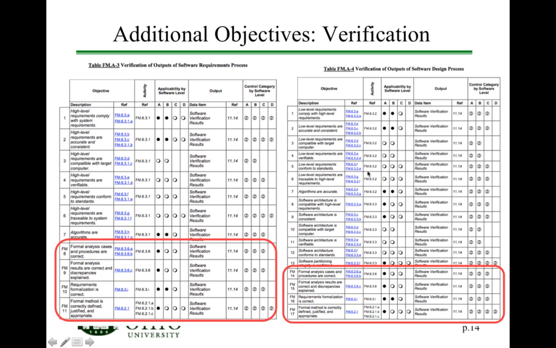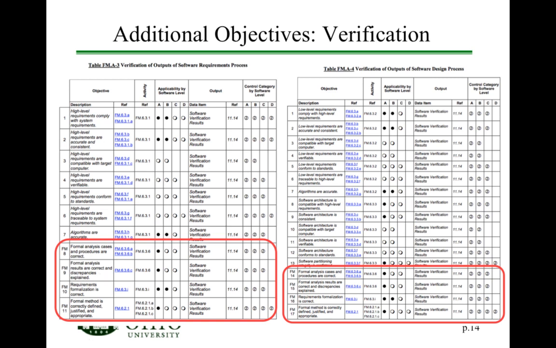Now, if you look at the objectives, again, just like we saw in D178C, the supplements also provide you with tables of objectives. What's really interesting to see, if you look up the verification of outputs of the software requirements process, you see the typical first 7 objectives that we already saw in D178C, but added to that are a set of objectives that relate specifically to formal methods. For example, the formal analysis case and procedures are correct. The results are correct and discrepancies explained.